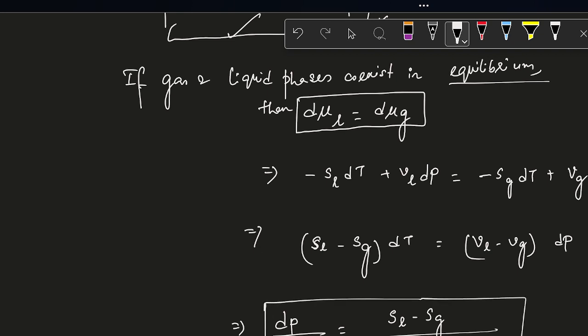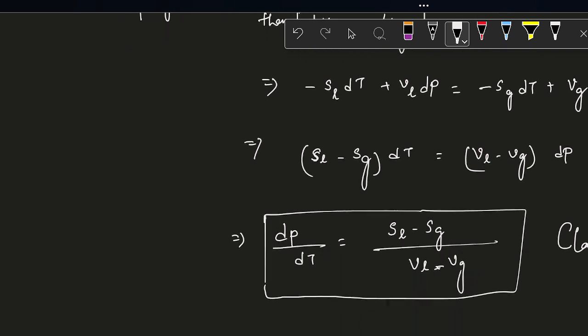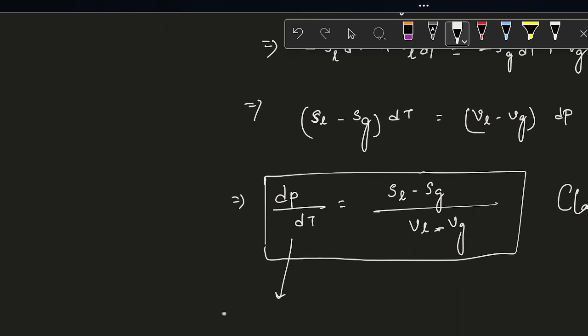So this is known as a famous equation called Clapeyron's equation. What this equation tells you is that dp by dt is nothing but the slope of the P versus T graph. That is the slope of any line in the phase diagram, because your phase diagram is itself a P versus T graph.